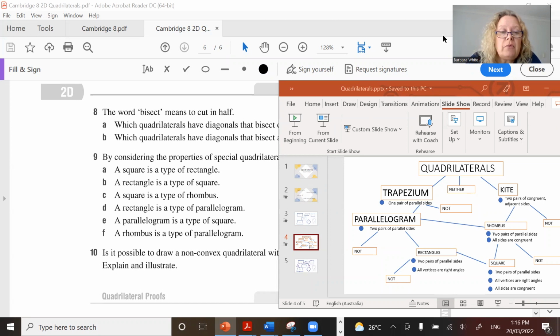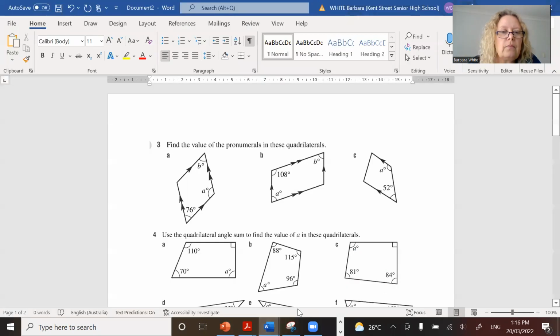Is a rectangle a type of square? Well, no, not all rectangles have 4 congruent sides. So a rectangle is not a type of square. A square is a type of rectangle. A square is a type of rhombus. Yes, it is. You can see it just by looking at the chart. So if you have that chart in front of you, you should be able to answer question 9. Then I want you to go to question 3.